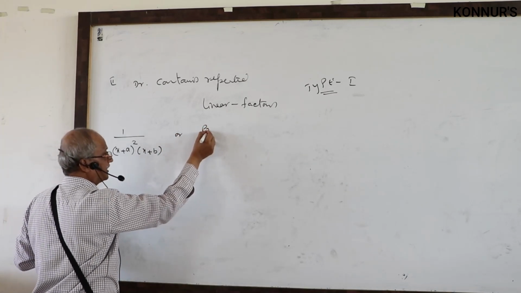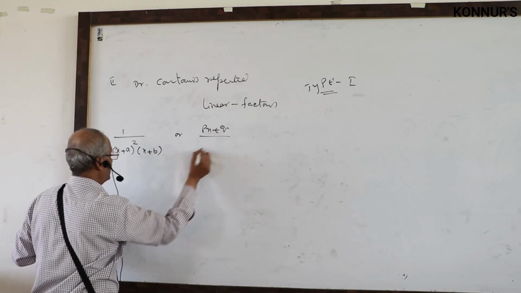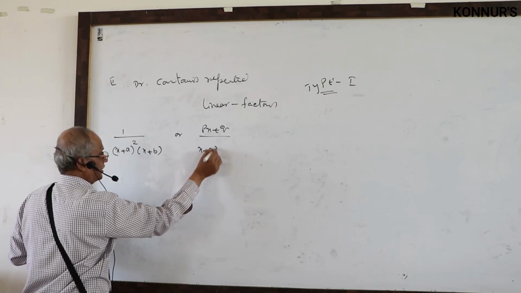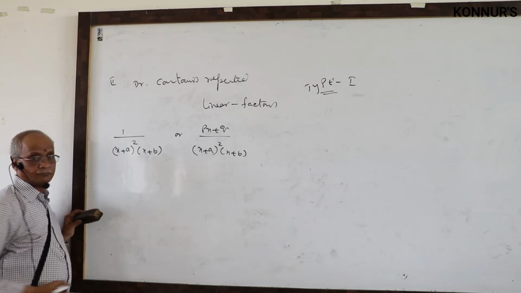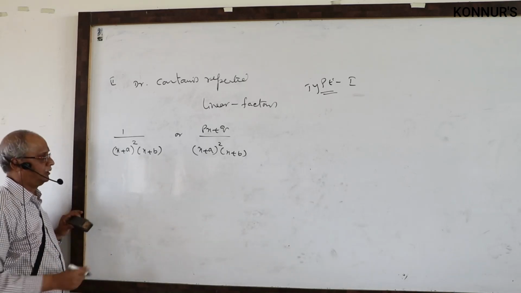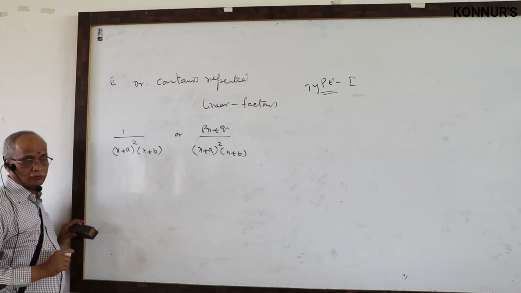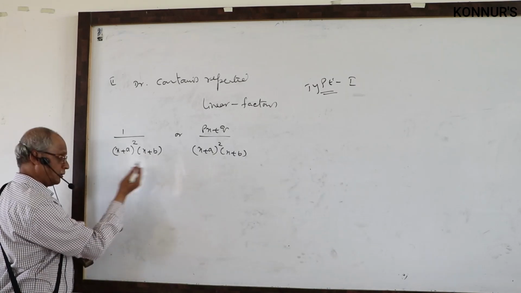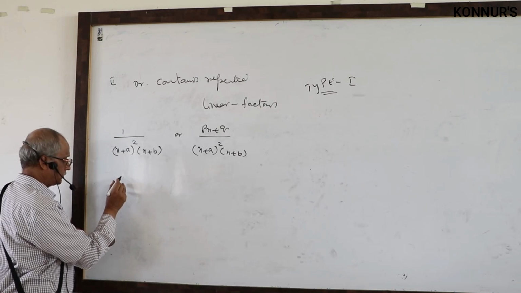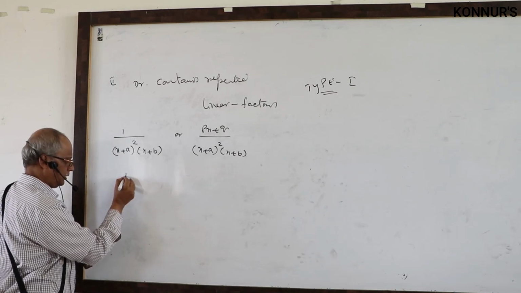The numerator there can be any function, (px + q) by (x + a) whole square into this variety. We will consider this one first. How to write partial fractions for this? The full solution is there, but I am not giving the full solution. I will go to the shortest method only.